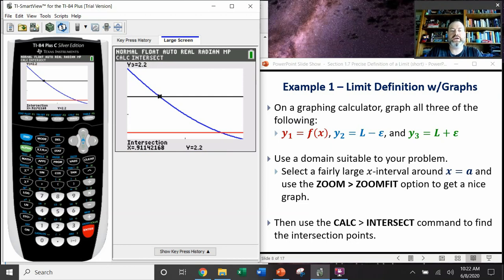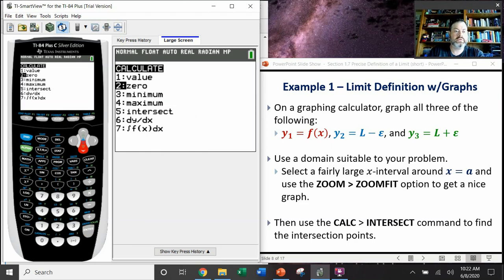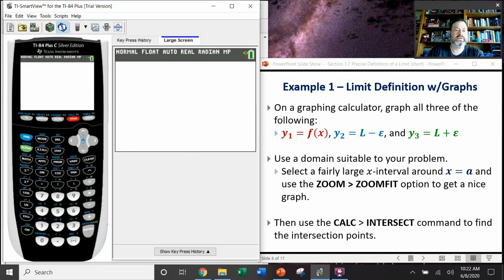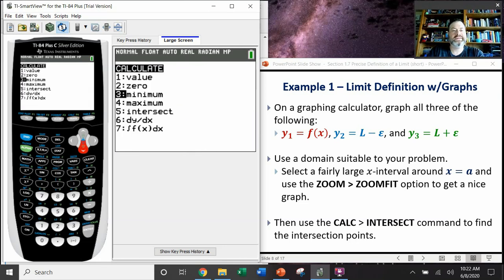So the intersection is 0.911. Now we're going to do it again. So you write that number down, and then we do this again, right? You actually have to go back out and do calc intersect again. So we do it again on the other one. Not that. Oh, I hit the wrong button again. There we go.